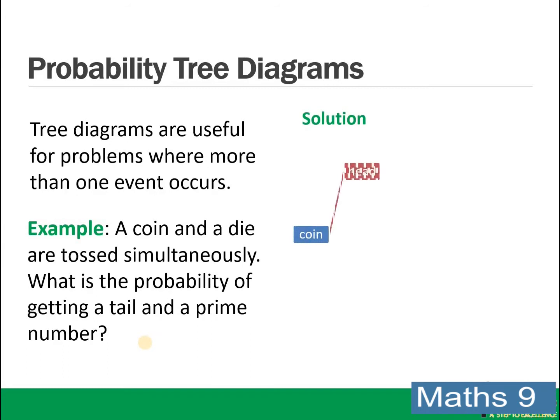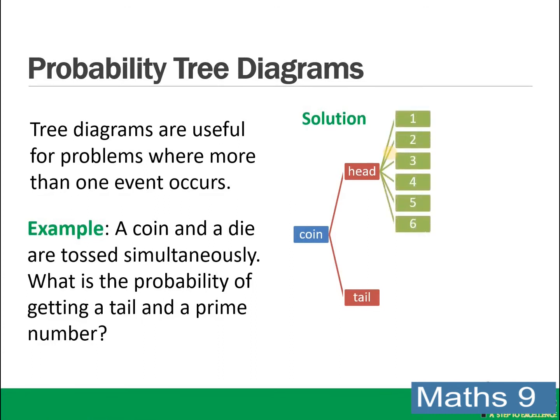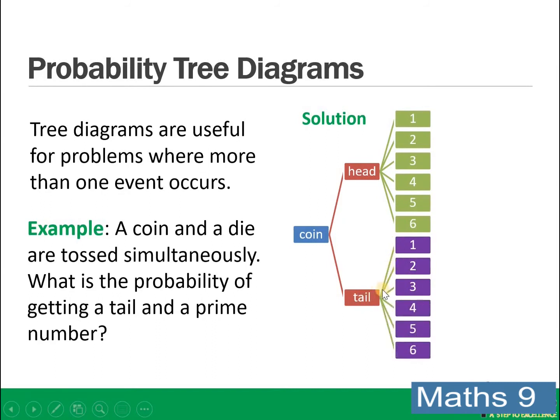Start with the coin. It's either a head or a tail. We then put the dice after the coin. So if the coin was a head, then we look at the options for the dice, which were 1, 2, 3, 4, 5 and 6. And if the coin was a tail, we also then look at the options for the dice, which again is 1, 2, 3, 4, 5 or 6.